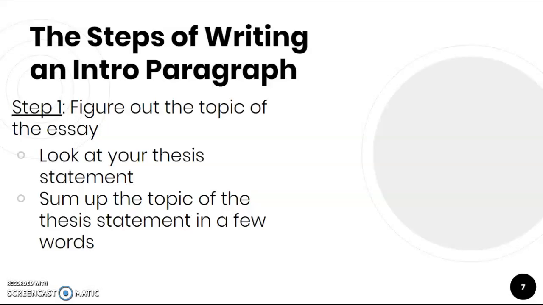Okay, so let's look step by step. The first step is to figure out the topic of the essay. You want to look at your thesis statement and then sum up the topic of the thesis statement in a few words. If you remember when we were learning about main idea, you always want to first address the topic, and that's usually going to be 1 to 3 words what your text is about.